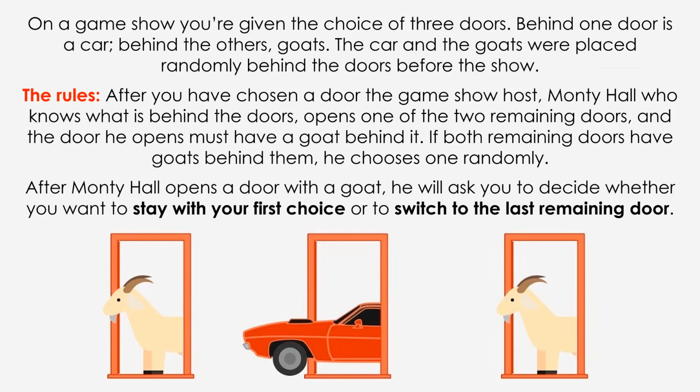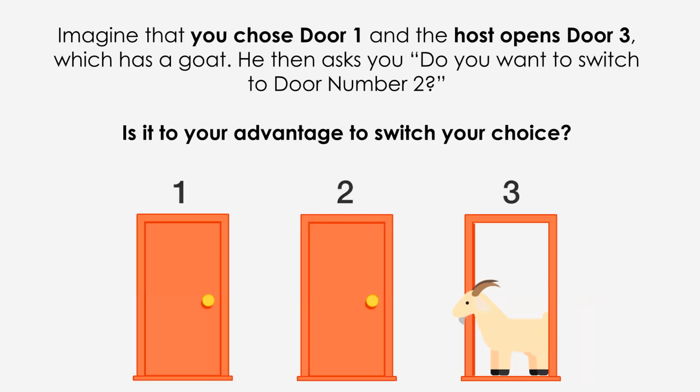Now, after Monty Hall opens a door with a goat, he will ask you to decide whether you want to stay with your first choice or to switch to the last remaining door. So do you want to stay with the door that you chose at first, or do you want to switch to the other door that is left? So follow this scenario, for example. Imagine that you chose door 1, and the host opens door 3, revealing the goat. He then asks you, do you want to switch to door number 2?